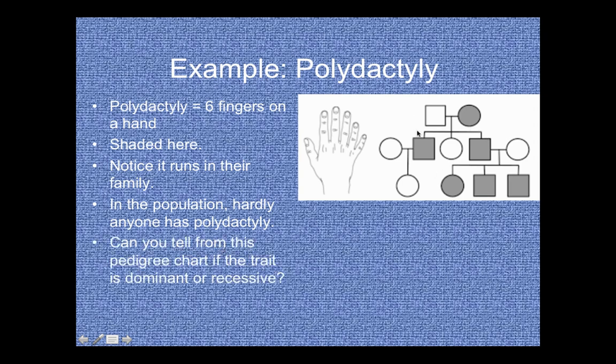Can you tell from the pedigree chart whether or not it's dominant or recessive? No, two parents are not alike, so we cannot tell from the pedigree chart. You might want to guess that since there's hardly anybody out there in the population who has it, it's got to be recessive, but that's not true. Guess what? Polydactyly is dominant. Keep that in mind.